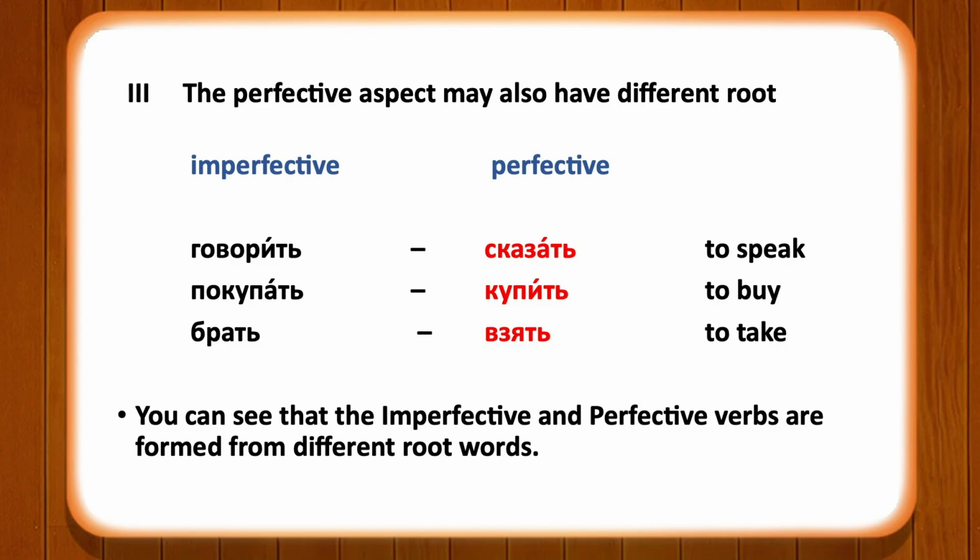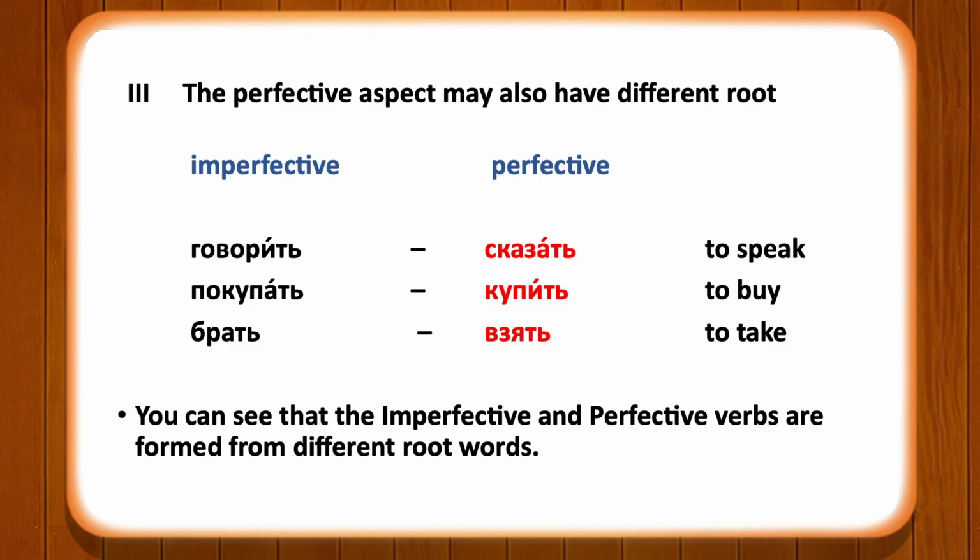Pakupaj means to buy. Pakupaj is an imperfective verb. The perfective aspect of this verb is formed by the verb kupij. Pakupaj, kupij both mean to buy. Pakupaj is an imperfective aspect and kupij is perfective aspect. As you can see, both skazaj and kupij have a completely different root.